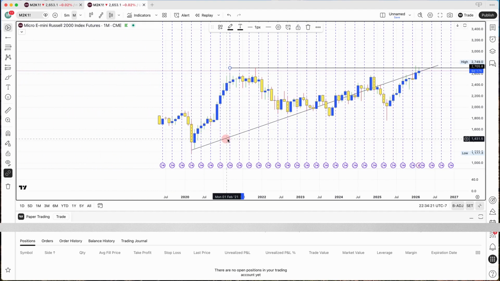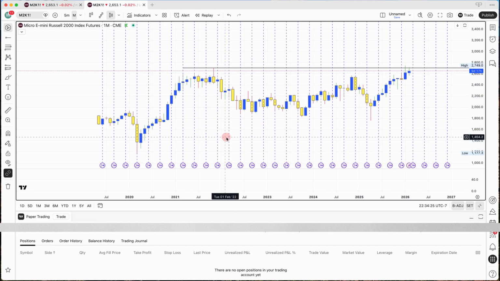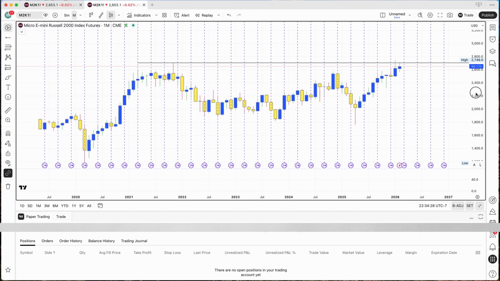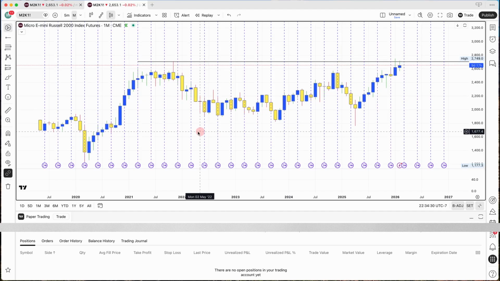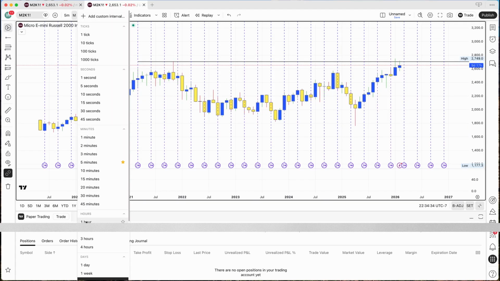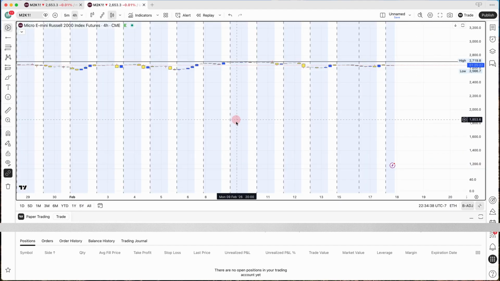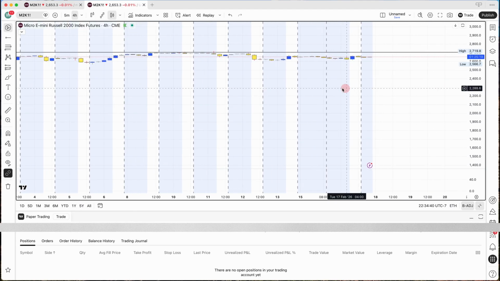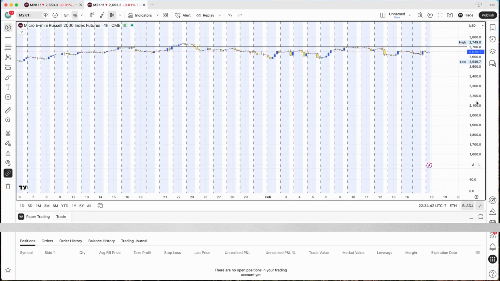I'm not an investor, so I couldn't even speculate. So now that's the monthly chart. Investors will use the monthly chart. Then you have what we call swing traders. And swing traders will use the 4-hour chart or even the daily chart.